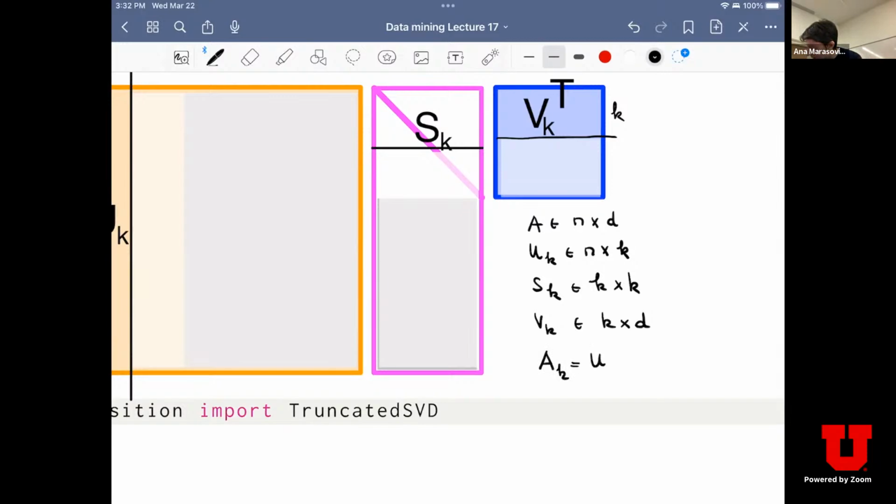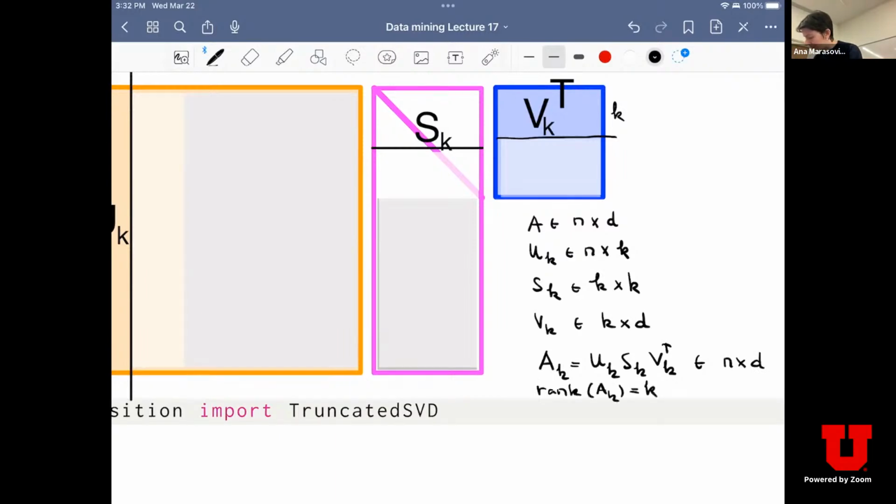We are going to multiply these matrices U_k, S_k, and V_k transpose to get our matrix A_k. So U_k, S_k, V_k transpose, very similar to how we could decompose the original matrix A into the product of U, S, and V transpose. And this matrix is also going to be an n times d matrix, but it's going to have a rank of k.